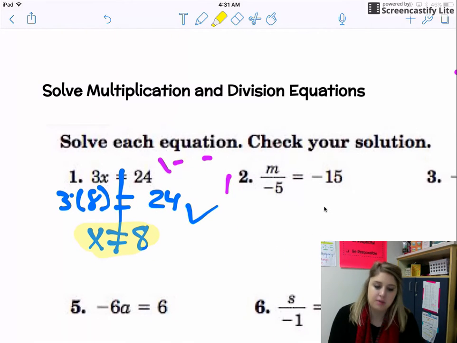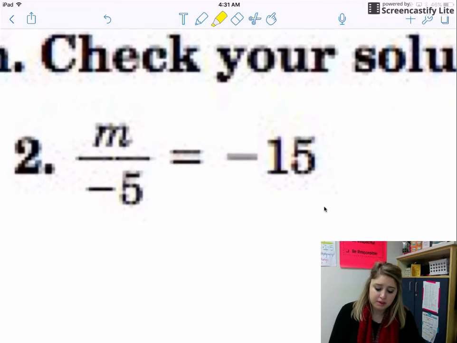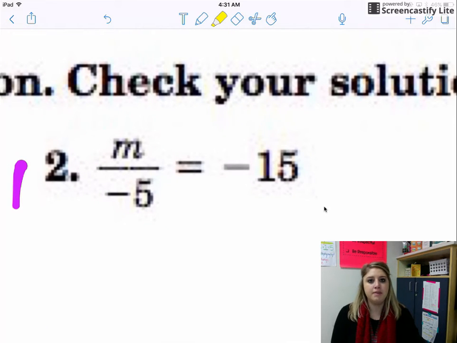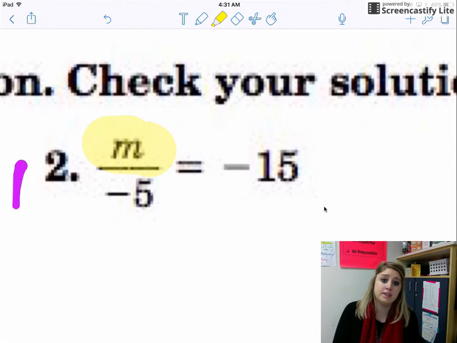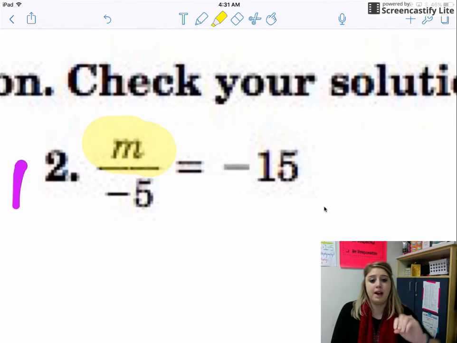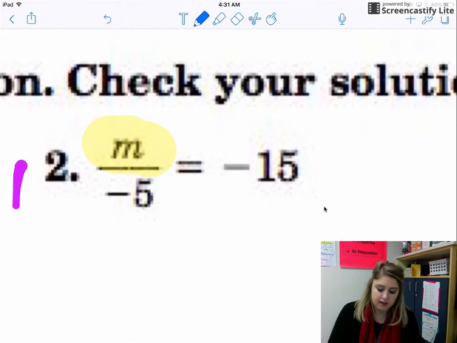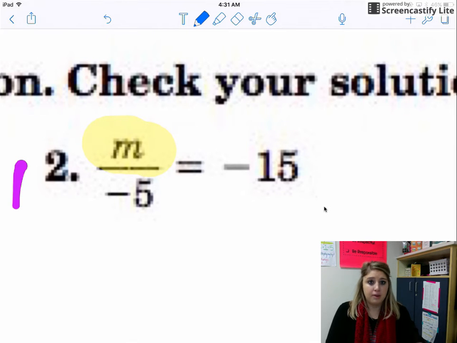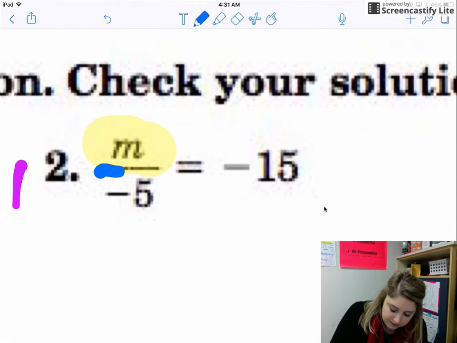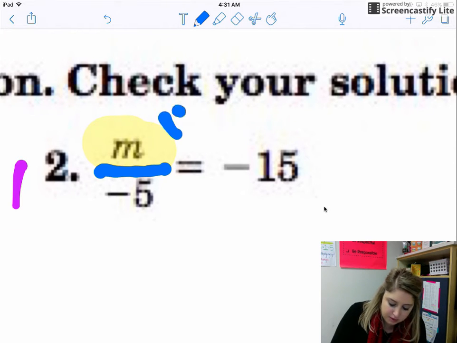Let's look at a division problem. So on number 2, it says m divided by -5 equals -15. So I want to get this m all by itself. And to do that, I've got to get rid of that divide by -5 on the other side. Okay, how do I do that? Well, if it's a division problem, I'm going to multiply. And that was a bad multiply sign. My pen's a little big.